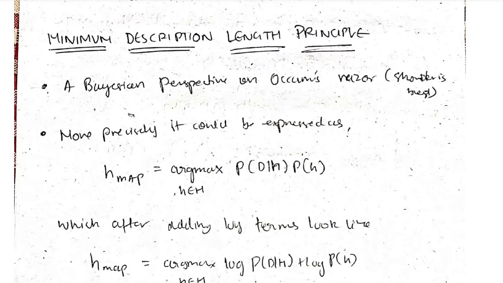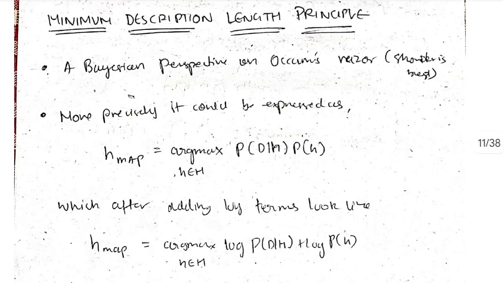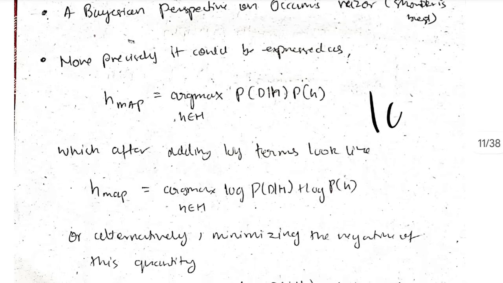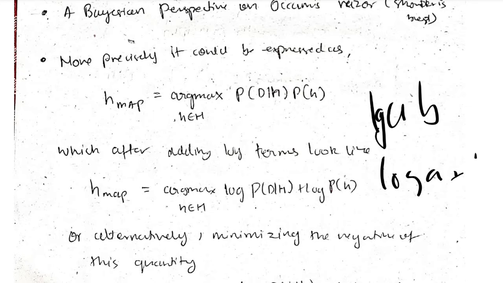Here what we do is use Occam's razor, which says the shorter is the best. If we have many hypotheses, the shorter one is most probably the best one. That is what Occam's razor states. Now let's see how it is applicable to us. Most precisely, it could be expressed as h_MAP equal to argmax over small h belonging to H of P of D given h into P of small h. After adding the log terms, we will get log of P(D|h) plus log of P(h), since log AB can be written as log A plus log B, right?